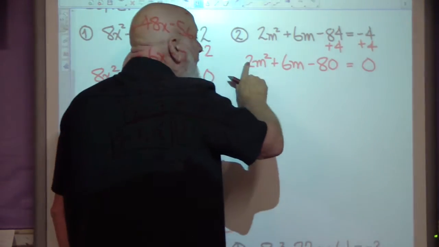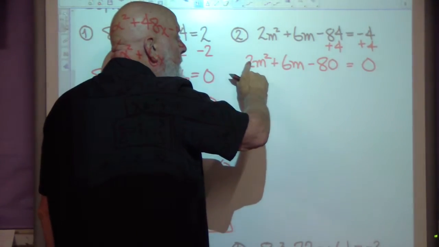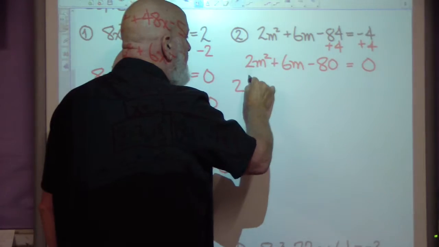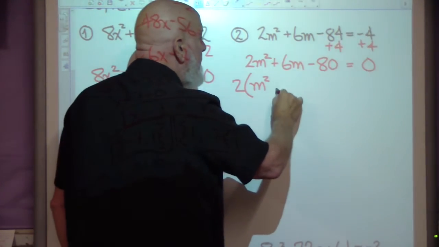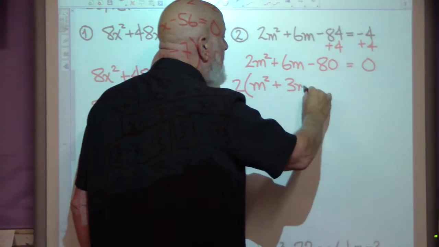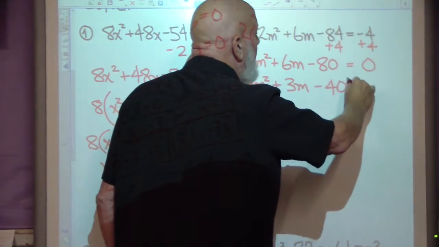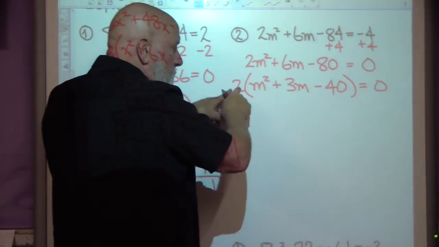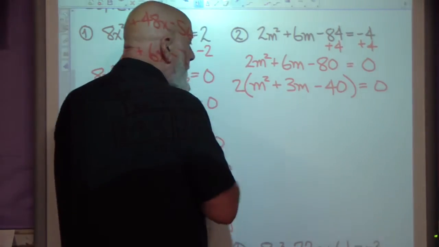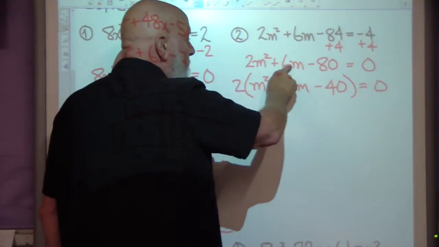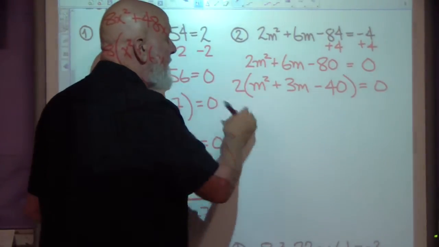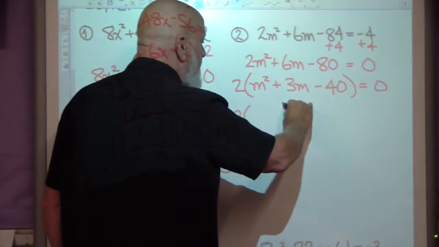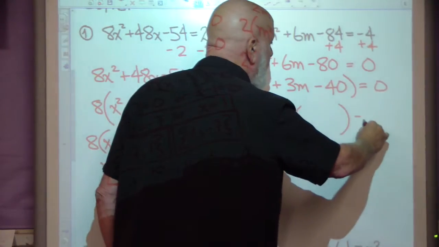I notice that A is not 1. So I'm going to try to factor a 2 out of everything, and I see that I can because all of these are even. So I'm going to say 2 times the quantity m squared plus 3m minus 40. I pulled a 2 out of every one of these terms by dividing each term by 2. Divided that by 2, divided that by 2. And if I distribute this 2, I'll get right back to where I started. So I haven't changed its value. I've changed the way it looks. And now I'm going to try to factor this, and employ the zero product property.